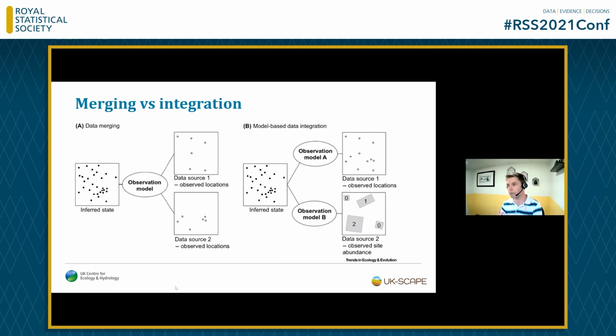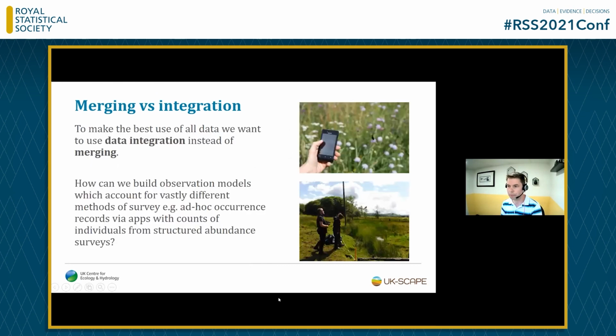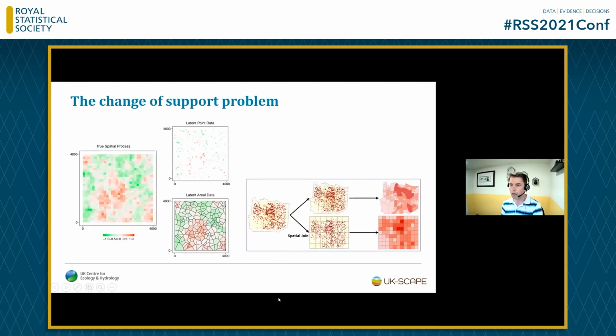Or there's the model-based data integration, as we've called it, where you explicitly account for the fact that each data source might have a different observation process associated with it, and you account for that in your modeling setup. I'll skip that.